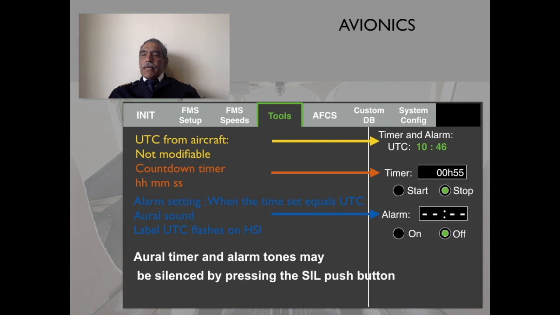This timer is normally used when you are doing fuel equalizing or some such activity, so you want to be reminded. And of course UTC, if air traffic control advised you to report a particular event. It gives warning to the pilot in terms of aural timer and all aural alarm tones, which may be silenced by pushing the silence button in the cockpit. Very simple provision.